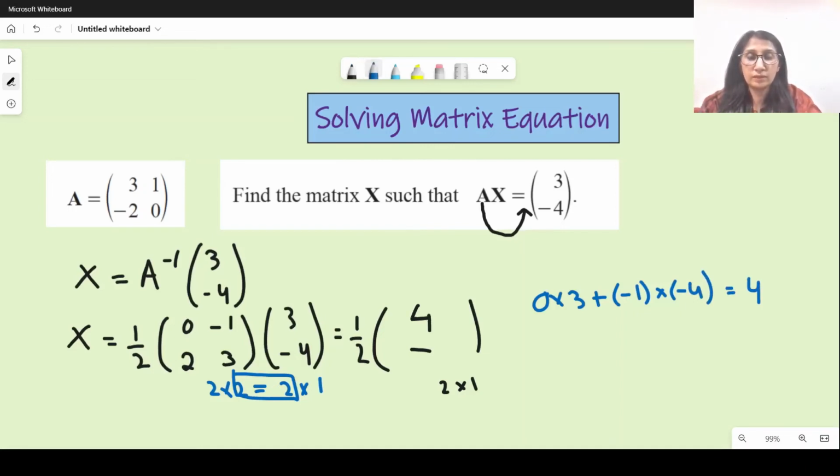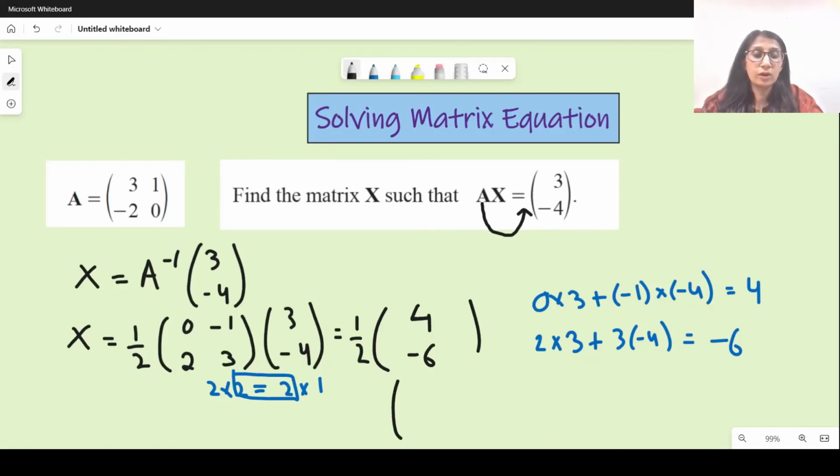For the next one, it's the second row, first column. So second row gets multiplied with the first column. So again, first value gets multiplied with the first value, plus second value gets multiplied with the second value. So that's 6 minus 12, which is -6. So we get a -6 over here. And then we can multiply the half. So the answer would be, multiply half with all these values. So answer is going to be 2 and -3.